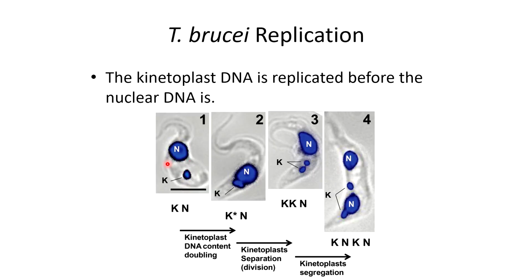Here's just showing the process of their replication and how they divide their genetic material. So the kinetoplast DNA is always replicated before the nuclear DNA. This picture shows K is a kinetoplast, N is a nucleus, and it just shows here that the kinetoplast multiplies first, which is just overall something interesting and pretty characteristic of Trypanosomes.